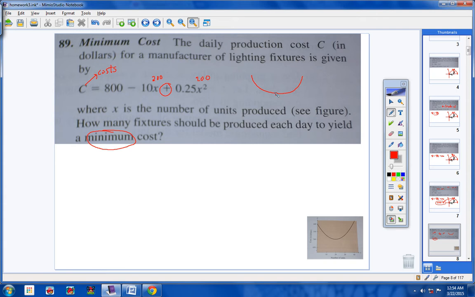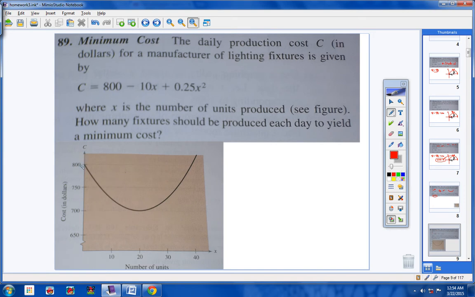Makes sense because your vertex is now a low point. It's a minimum. In fact, they give us a picture of it right here. Here's the picture. So it's the parabola right here. Here's your minimum point. So that's really what we're trying to deal with, okay?